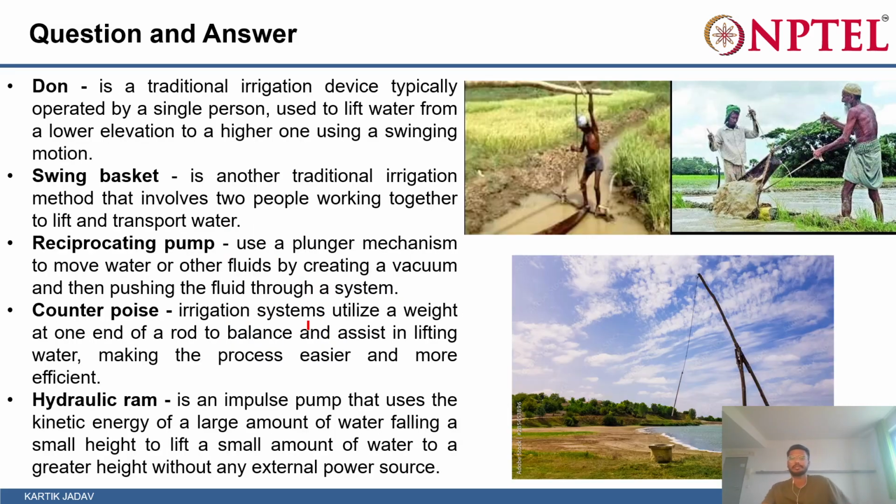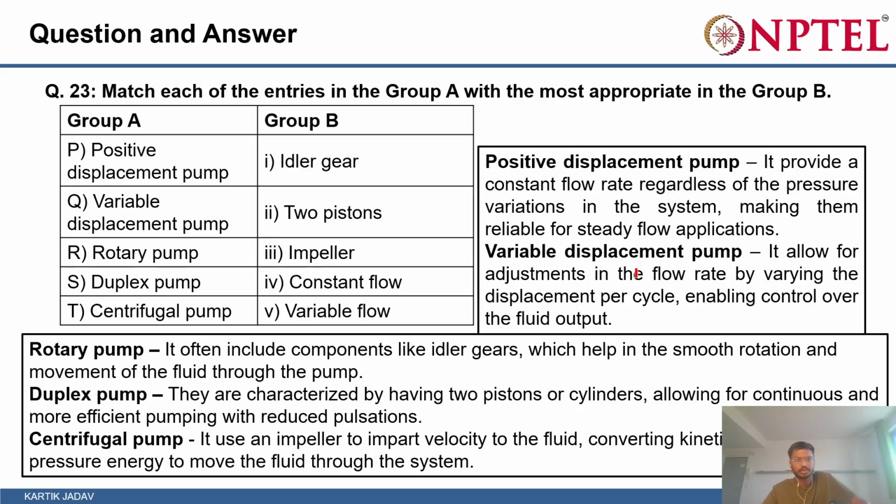So these are the different ones. This is a swing basket, this is the dhenki. Then you have counterpoise, and hydraulic ram we have already shown. Then the next question: these are the group A items, and we again need to match them to B. Positive displacement pump provides a constant flow regardless of pressure variation in the system, making it reliable for steady flow applications. So it is a constant flow.